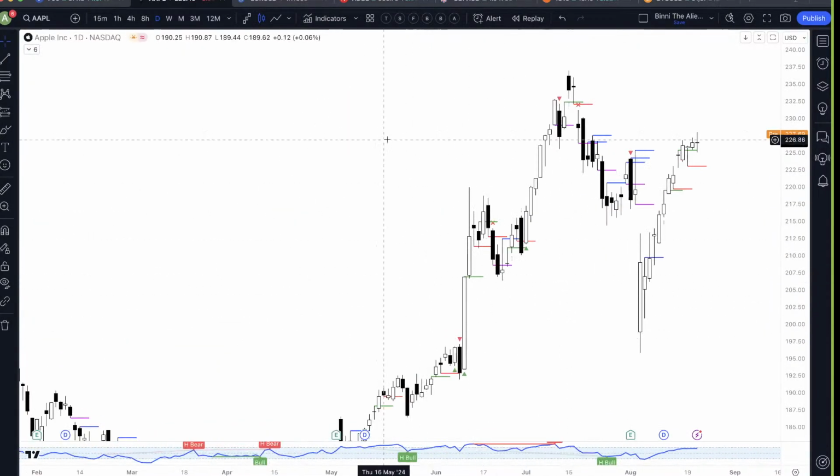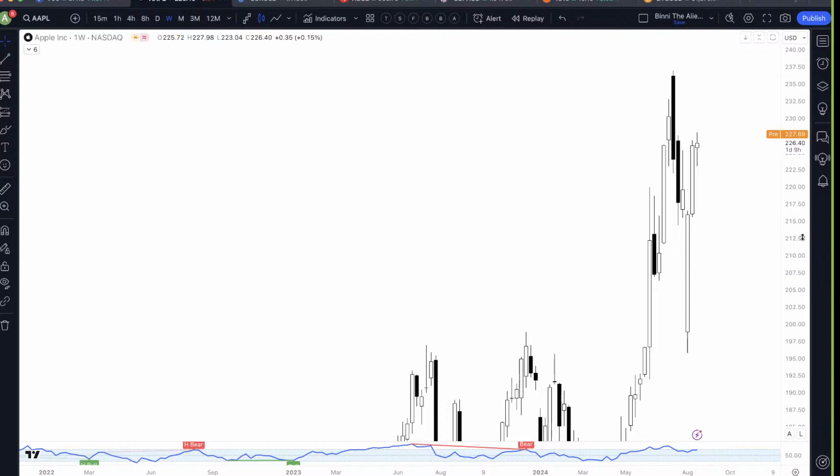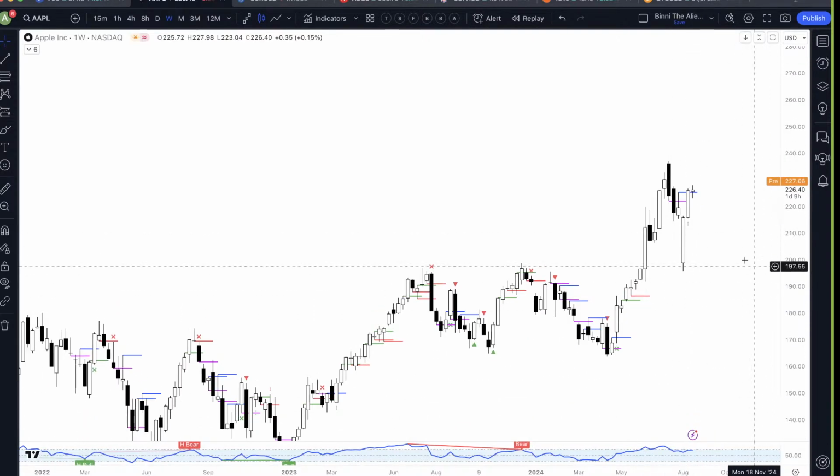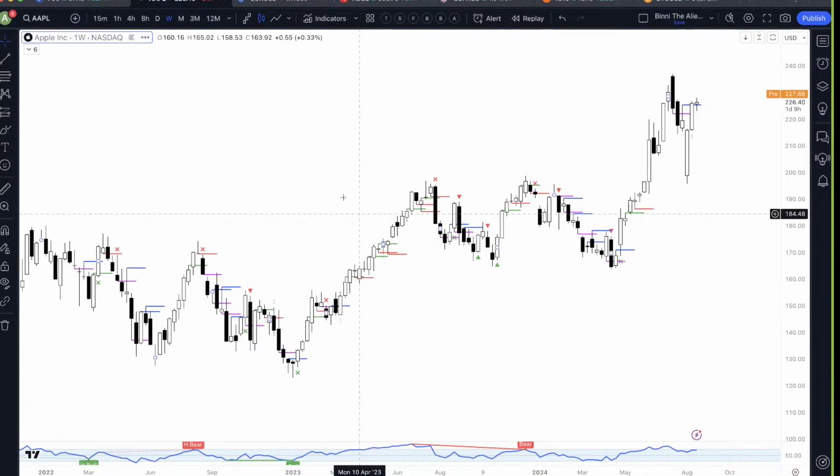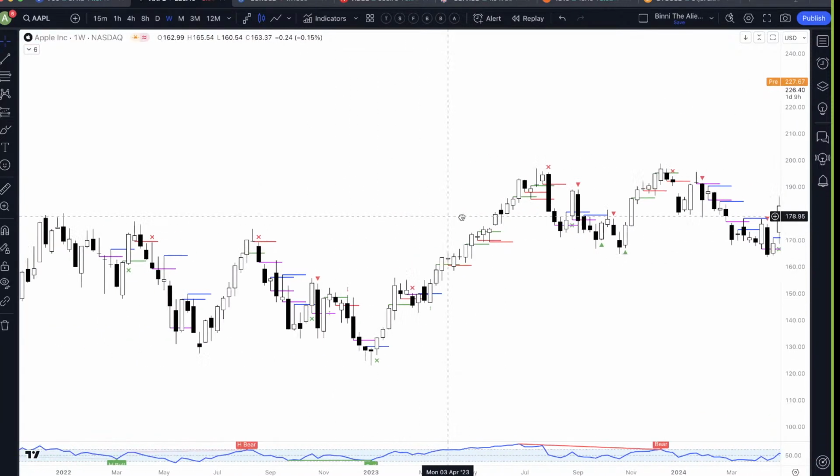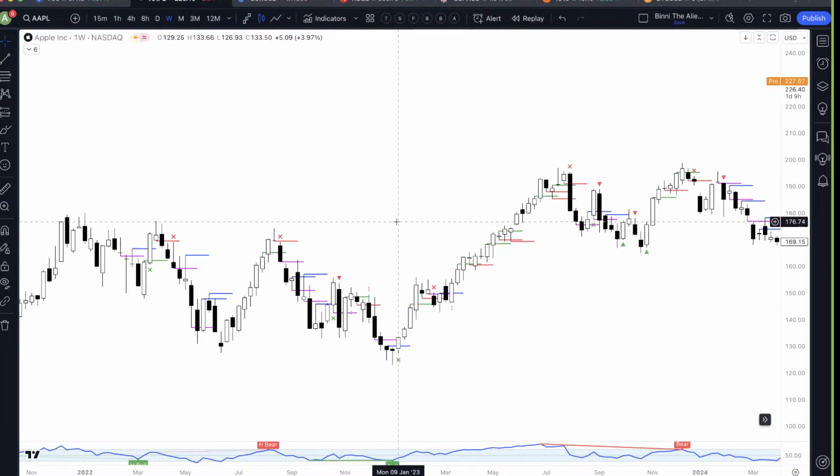Here we go. Okay, so this is the indicator that you're going to see. It is called TOR wash and rinse. I'm just going to guide you through it one by one.